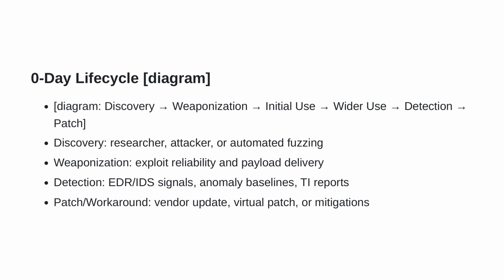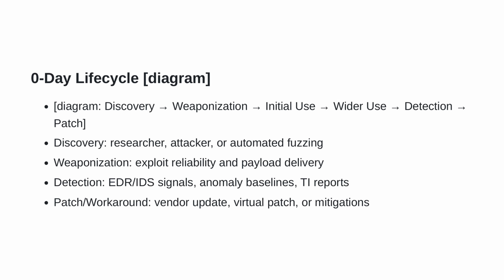This diagram maps the typical 0 day life cycle from first sighting to remediation. Discovery can come from a researcher, an attacker, or automated fuzzing that trips over a new bug. Weaponization turns that bug into a reliable exploit, often chaining multiple issues and tuning delivery for a real vector like a browser tab, document, driver, or kernel path, while bypassing mitigations and stabilizing the payload.